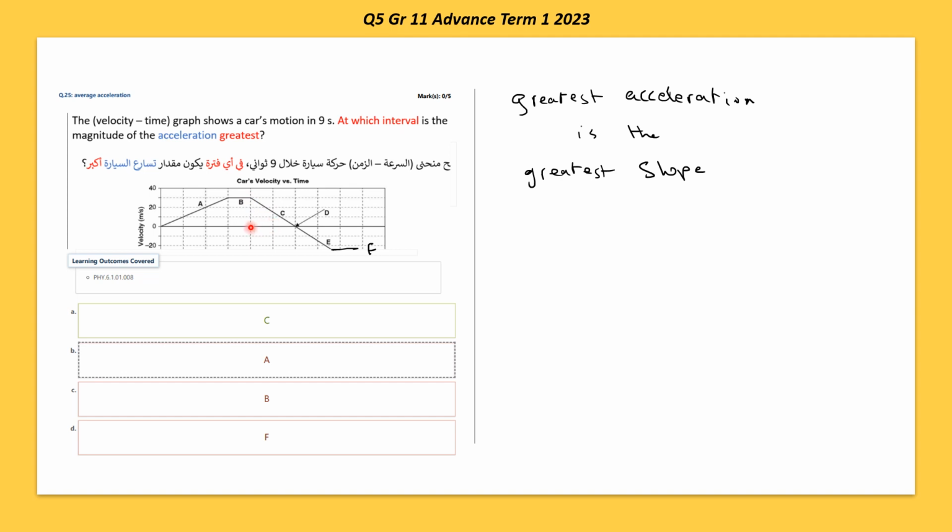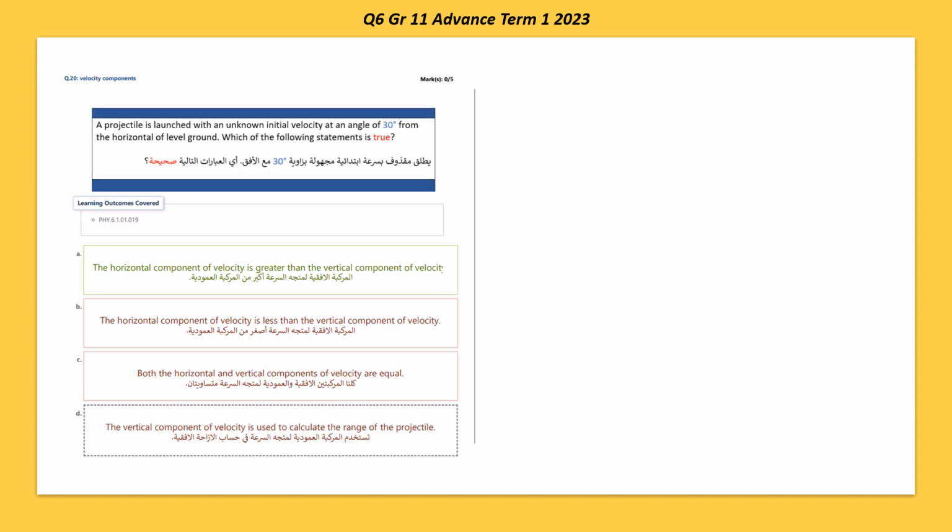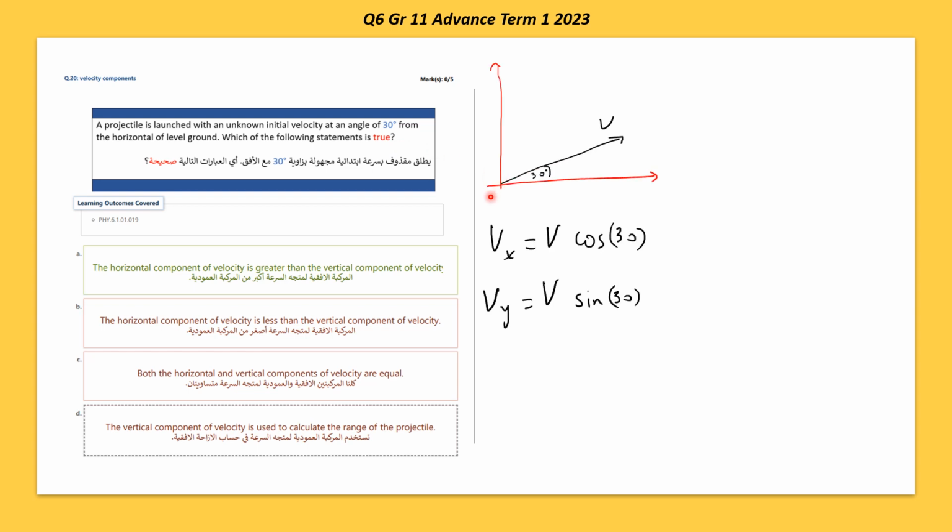If you zoom in or look into the graph, you can see that the line C has a greater slope because the line is a little steeper than in A. So the acceleration in this phase is greater. So C is the correct answer. So we continue here. A projectile is launched with an unknown initial velocity at 30 degrees from the horizontal, and that's the picture. We have a projectile, asking which of the following statements is true.